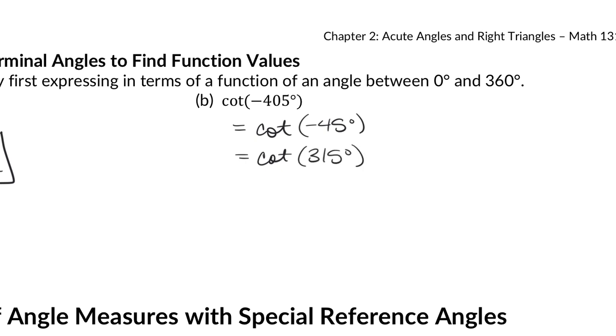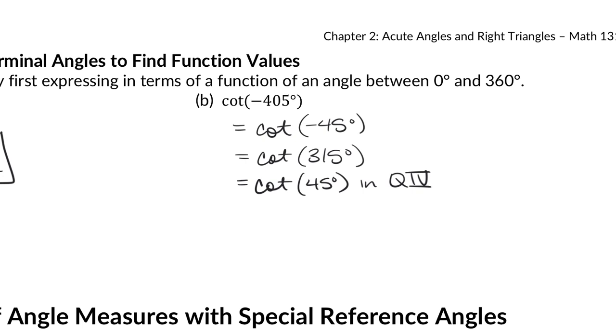Yikes. That's a really large angle. But what do you think the reference angle is going to be here? 45. Because if we thought about 360, you would need 45 more degrees to fill up a 360. So this is exactly like the cotangent of 45 degrees in quadrant 4, because 315 is in quadrant 4.